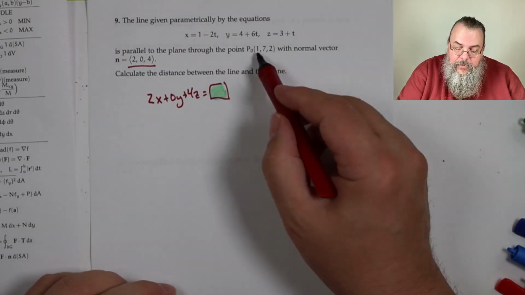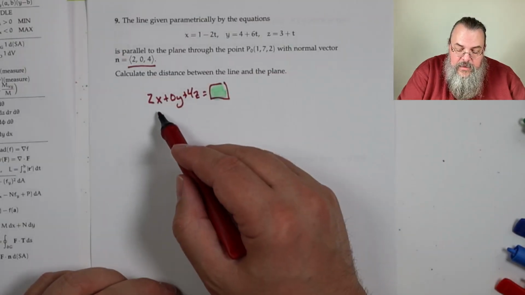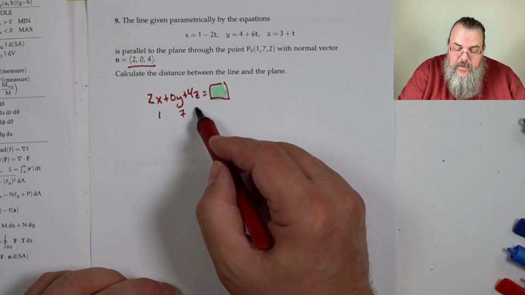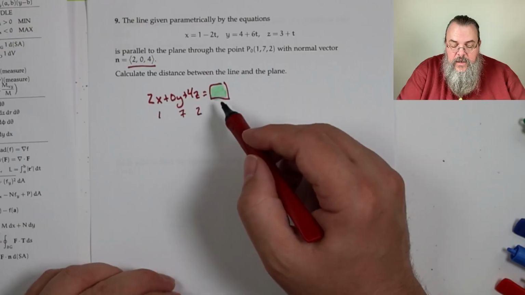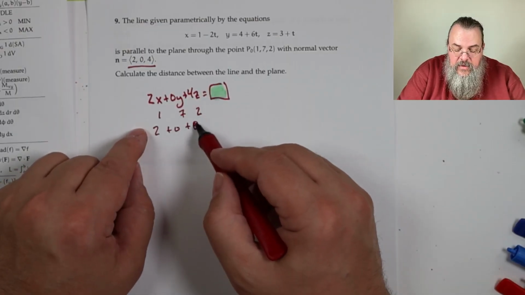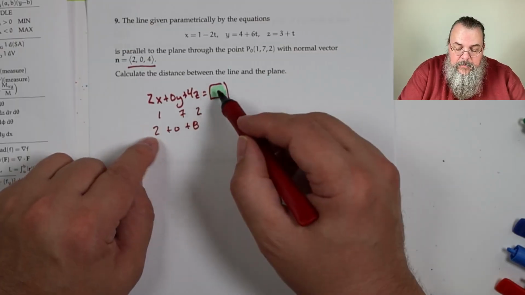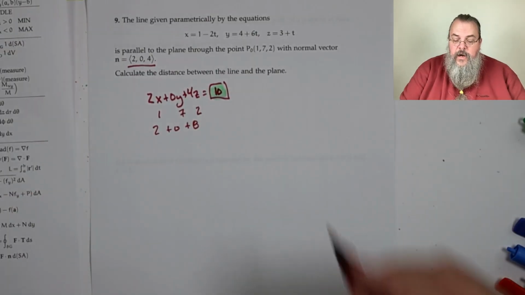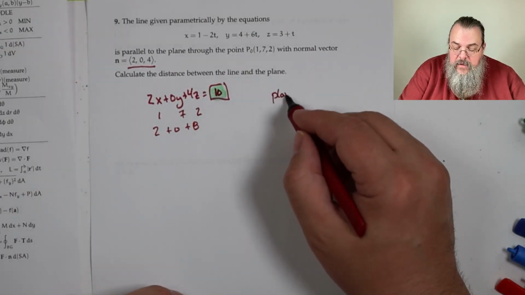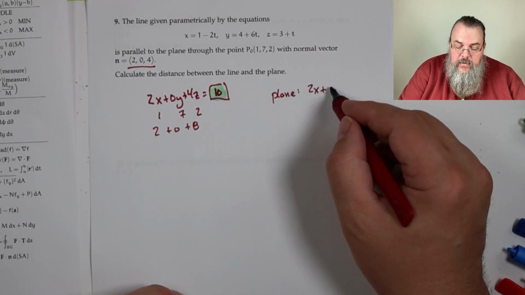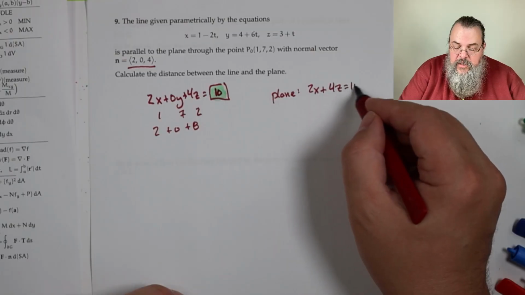Okay, so we have 1, 7, 2. So we're going to plug in. 1 for x, 7 for y, and 2 for z. And if we do that, we'll get 2 plus 0 plus 8. All right, well, that makes 10. All right, so our plane is 2x plus 4z equals 10.